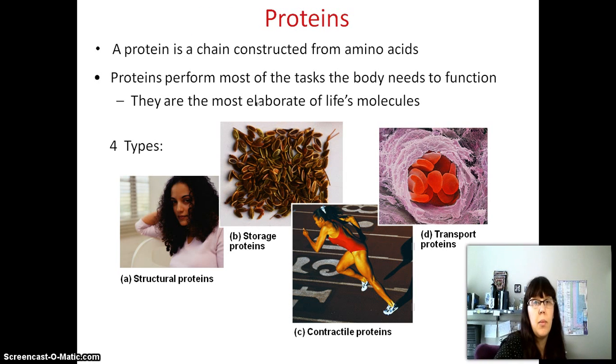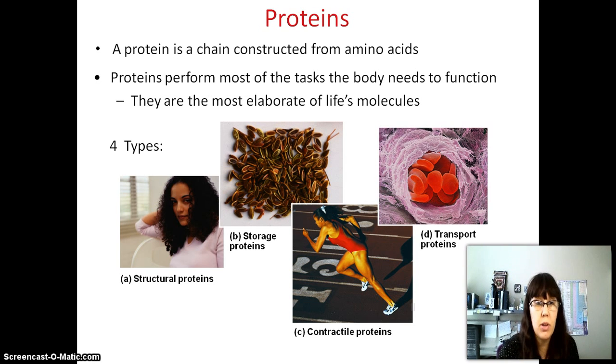Proteins are chains constructed from amino acids, and they can perform most of the tasks that the body needs to function, and they're very elaborate. There's all sorts of them. On this list is not one of the ones that I would say is really important, and that is enzymes. Every chemical reaction in your body requires enzymes, and each reaction has its own specific enzyme, and each enzyme is generally based on a protein.